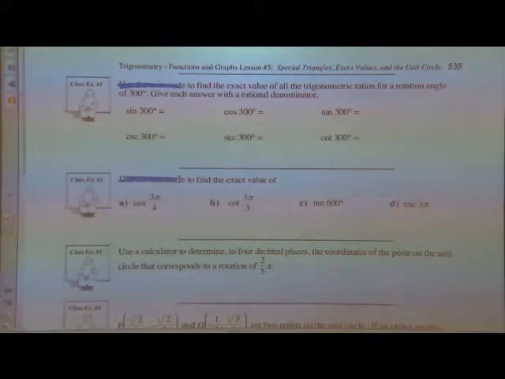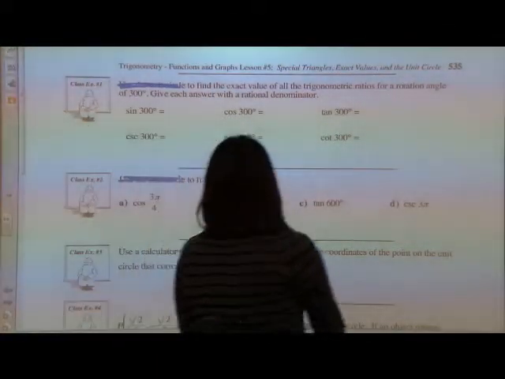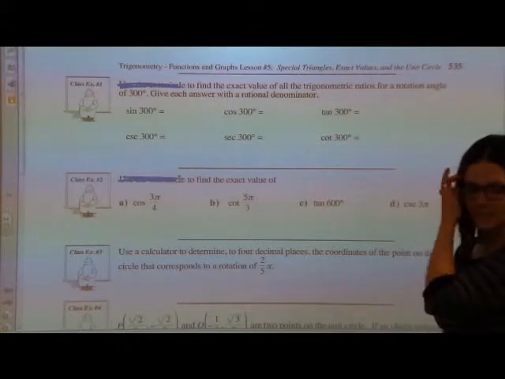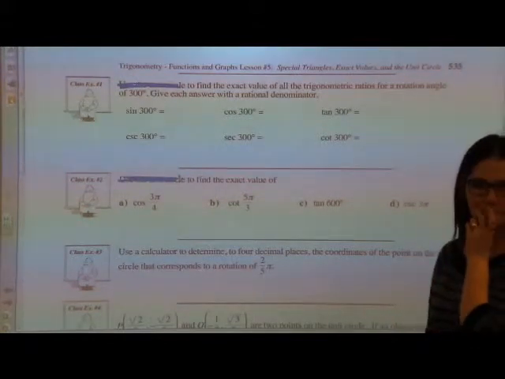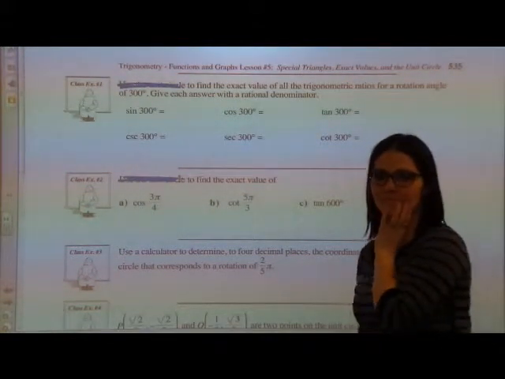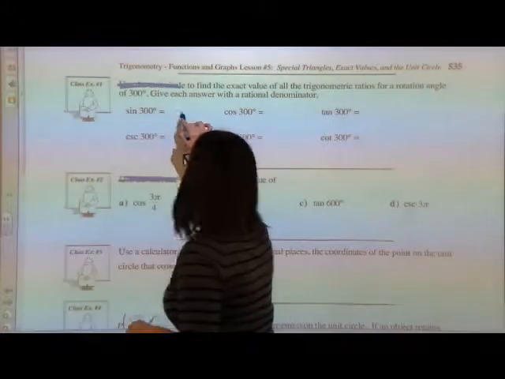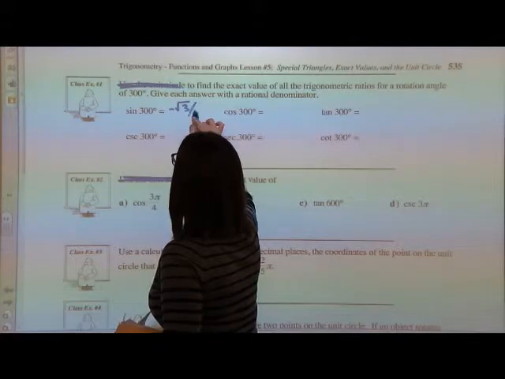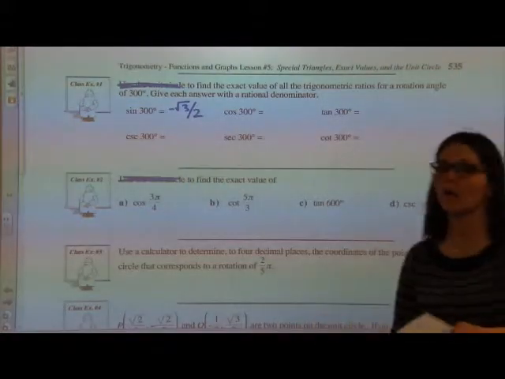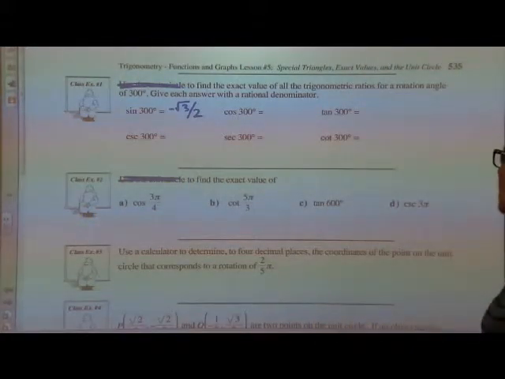You just flip them around. So, what is sine 300? Negative root 3 over 2. Negative root 3 over 2. Because I'm in the third quadrant, or sorry, the fourth quadrant, sine is negative in the fourth quadrant.